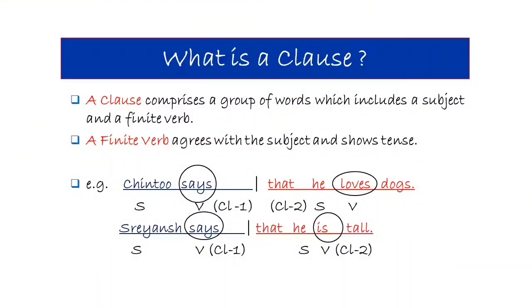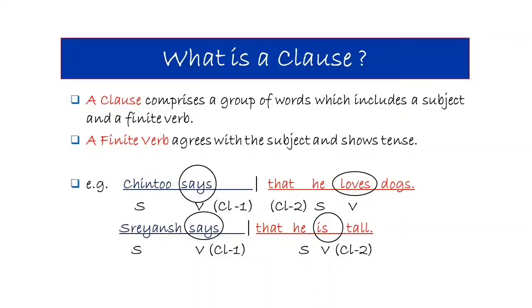What is a clause? A clause comprises a group of words which includes a subject and a finite verb. A subject is someone or something we talk about in a sentence. A finite verb agrees with the subject and shows tense. For example, Chintu says that he loves dogs. Here, clause 1 comprises the subject Chintu and the verb says. Clause 2 comprises the subject he and the verb loves.